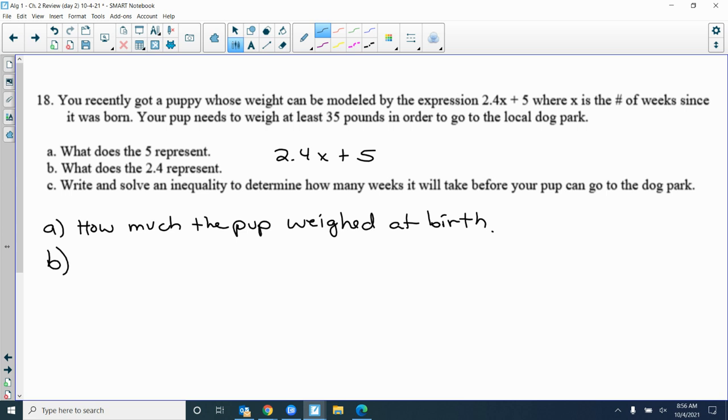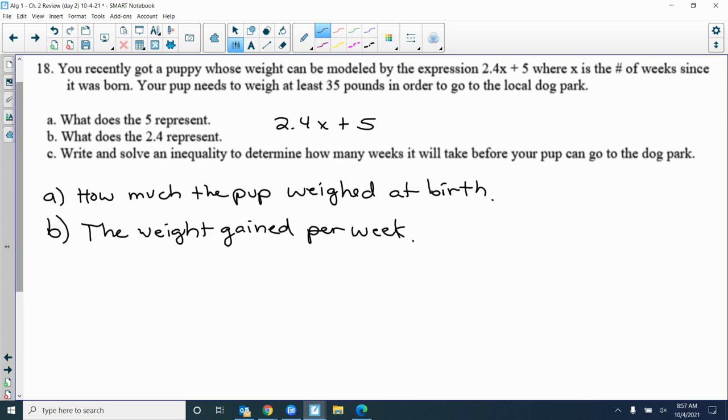All right, now everybody think about this. Everybody should come up with a 2.4 from here. Okay, what do you got there, Lucas? Oh, the weight gain per week. Yep, the amount of pounds it gains per week, the weight gain per week, 2.4 pounds per week. That would be the case.